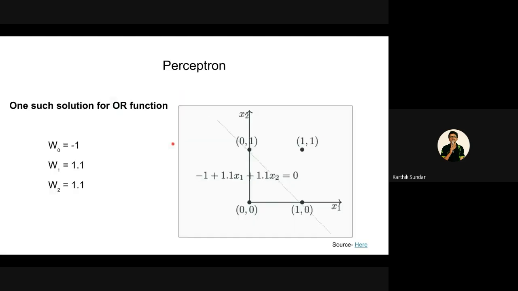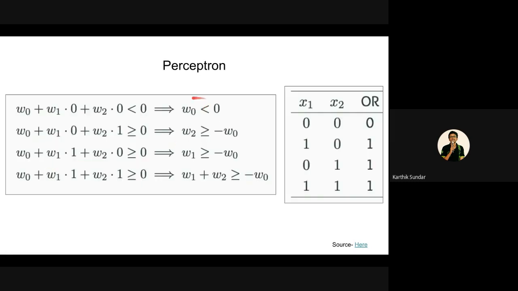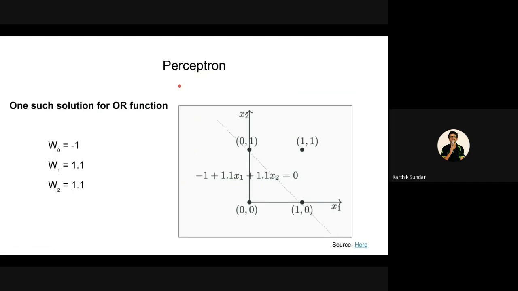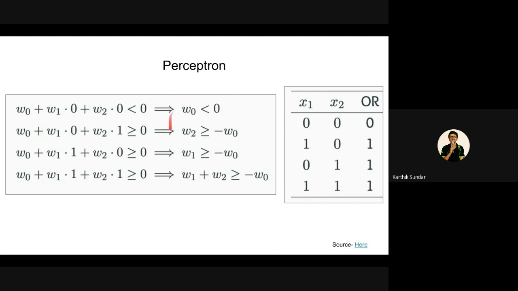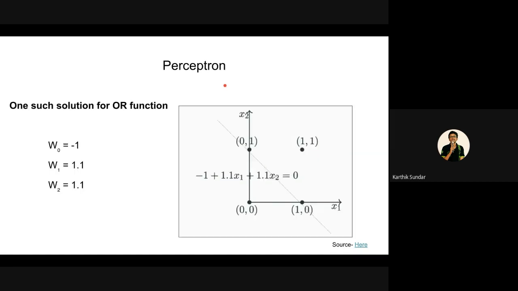So one of the sets of values that might satisfy all these conditions is W0 equal to -1, W1 equal to 1.1, and W2 equal to 1.1. So these values will satisfy these conditions. So this can act as a line for an OR function. For these particular values, this is the line.